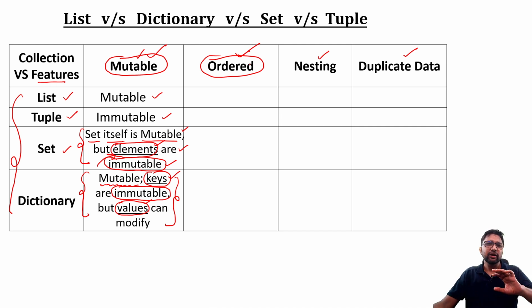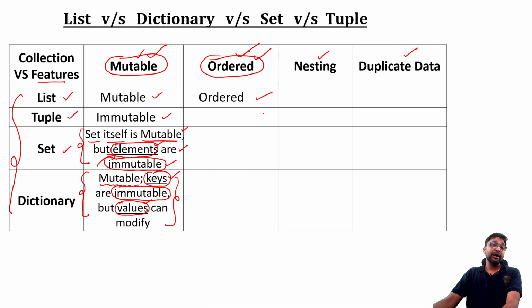Here also there are some exceptions. I will keep telling you based upon the data structure. But the simple idea about the ordered feature is that the sequence in which you are storing the elements, the same sequence you can retrieve. If you are storing the element at the last, you can retrieve it from the last itself. That's it. So lists are ordered. You can even access the element by index also.